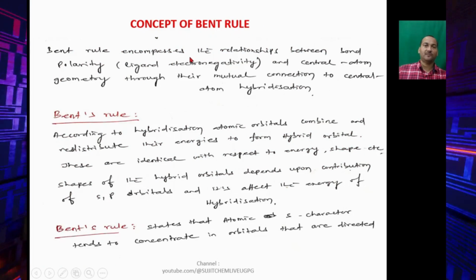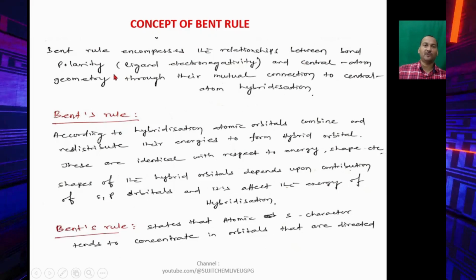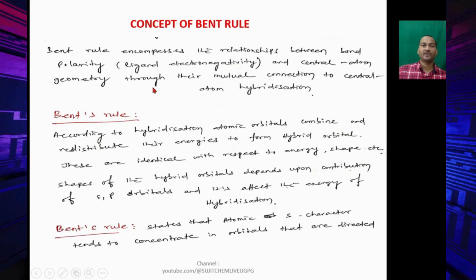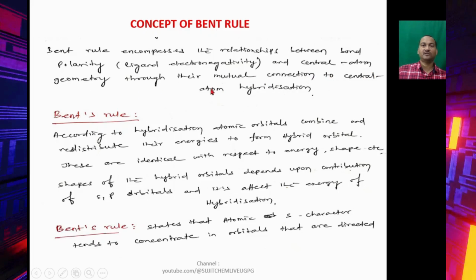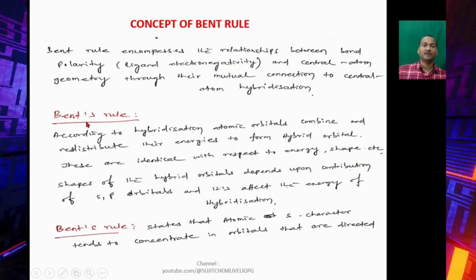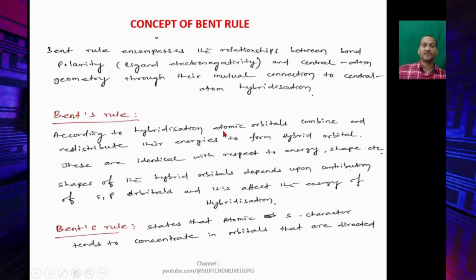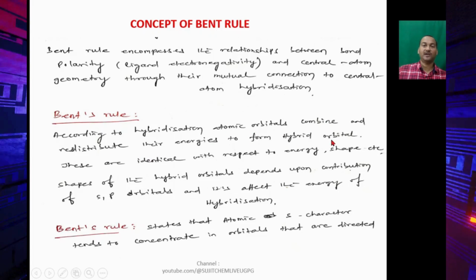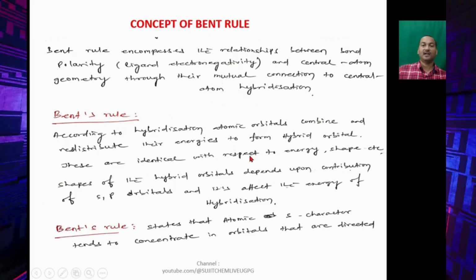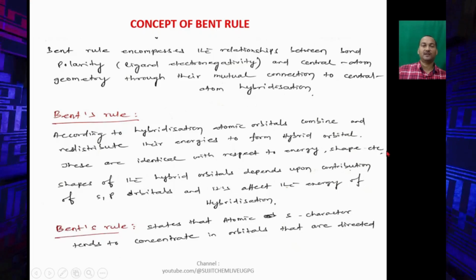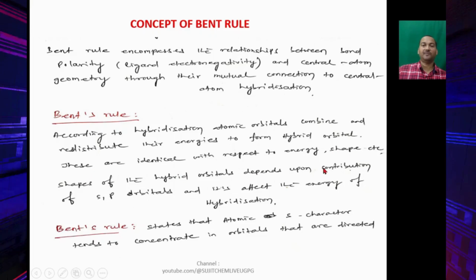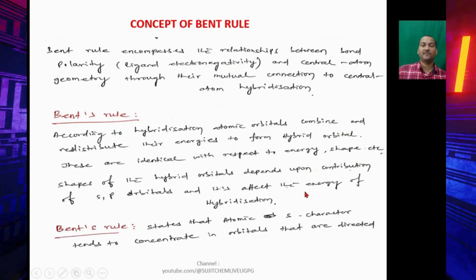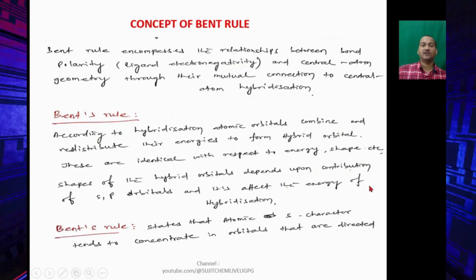So the Bent rule encompasses the relationship between the bond polarity, that is the ligand electronegativity, and the central atom geometry through their mutual connection to central atom hybridization. According to hybridization, atomic orbitals combine and redistribute their energies to form hybrid orbitals, and these are identical with respect to energies, shape, etc. The shape of the hybrid orbital depends upon the contribution of s and p orbitals, and it affects the energy of hybridization.